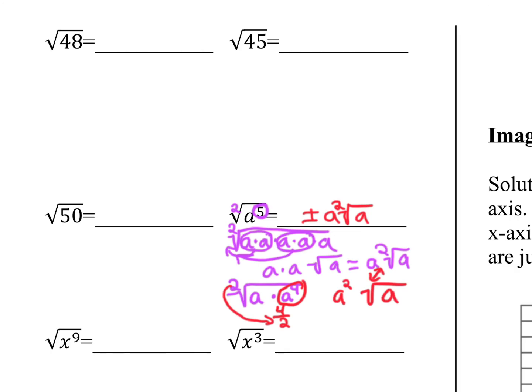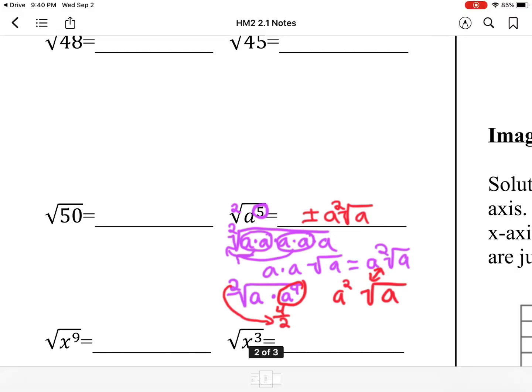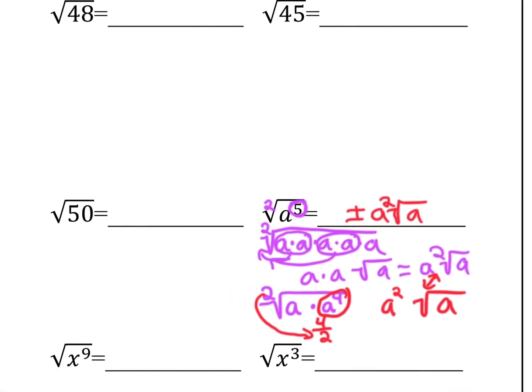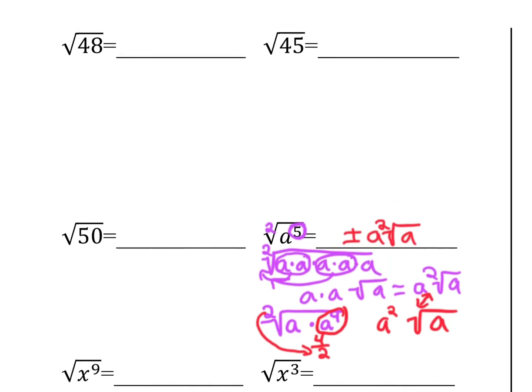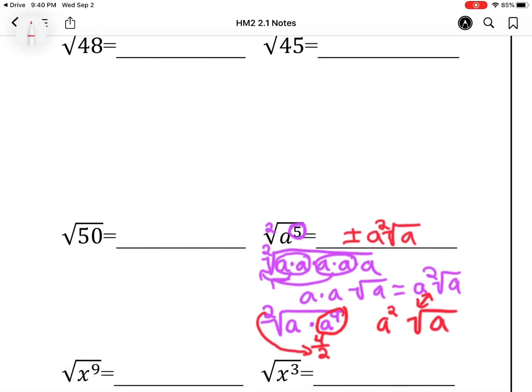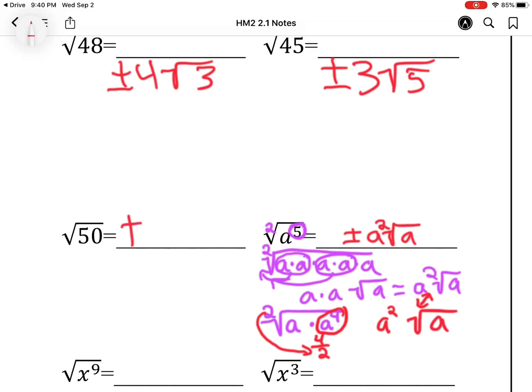So pause the video and see if you can do the other problems in this section. Alright. So the square root of 48, you should have gotten plus or minus 4 times square root of 3. 45, you should have gotten plus or minus 3 times square root of 5. 50, you should have got plus or minus 5 times square root of 2.